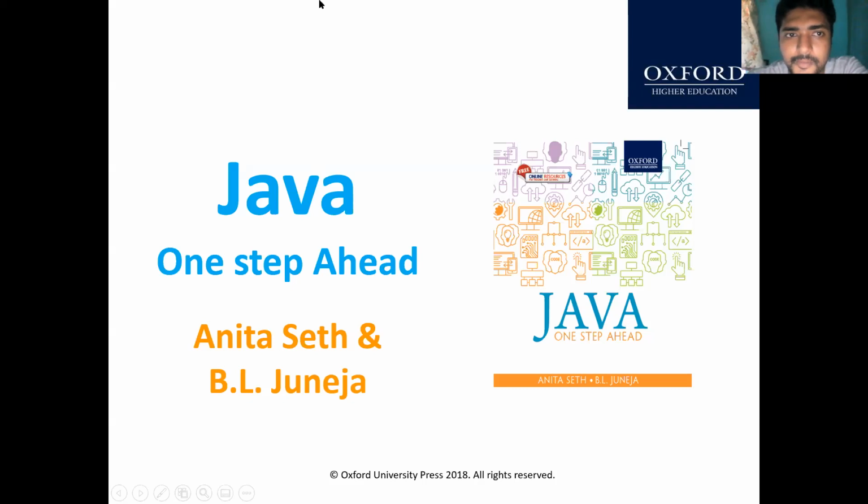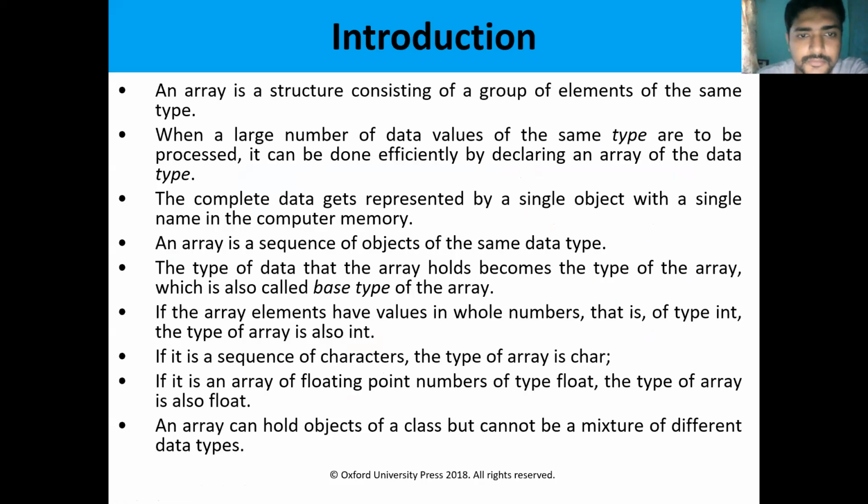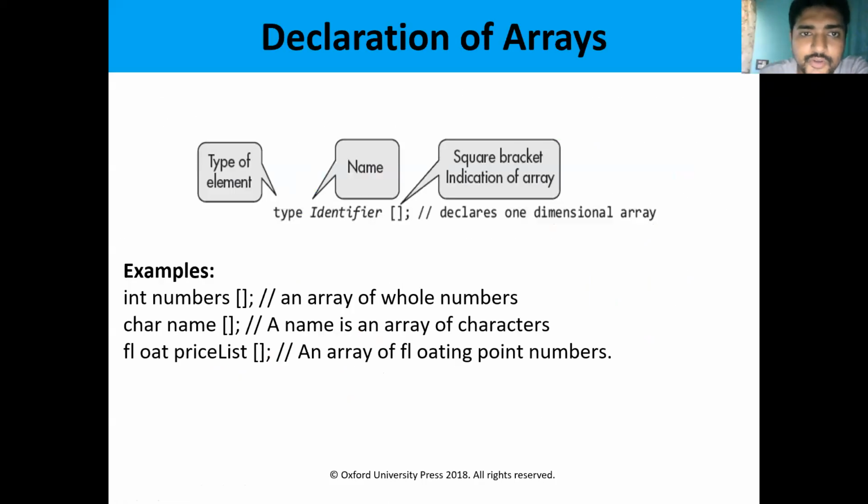Slides open here. So let us check the syntax of an array. This is the syntax of an array. You can declare the array with an array type and an array identifier. See the example: array type is int, array name is numbers.